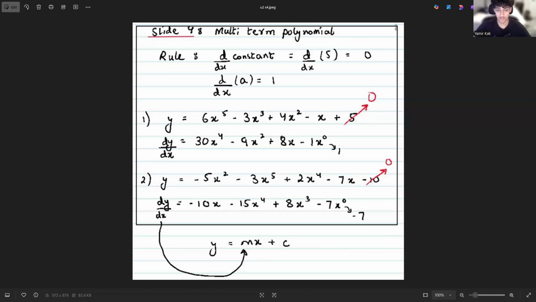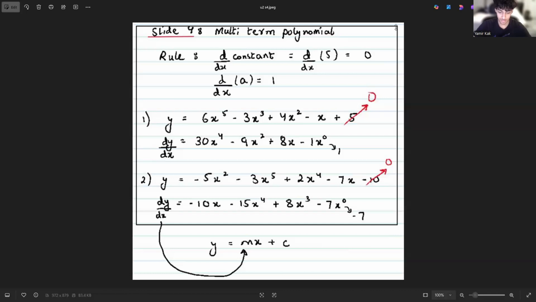And then for minus 3x to the power of 5, we multiply negative 3 by 5, and the exponent becomes 5 minus 1. This becomes negative 15x to the power of 4. And then for 2x to the power of 4, we multiply 2 times 4, which gives us 8, and the exponent is 4 minus 1. So that gives us a total of 8x to the power of 3.